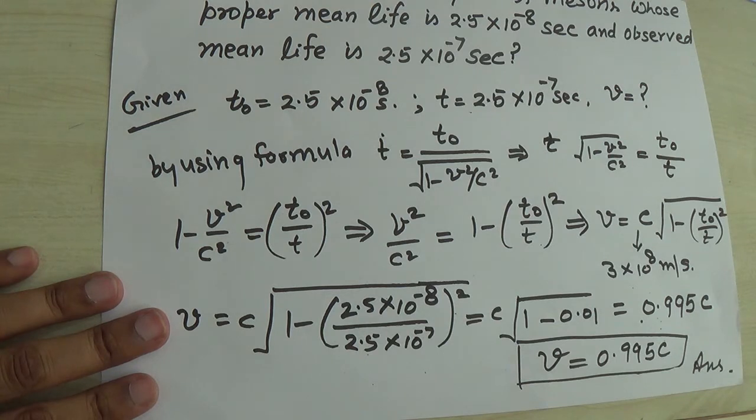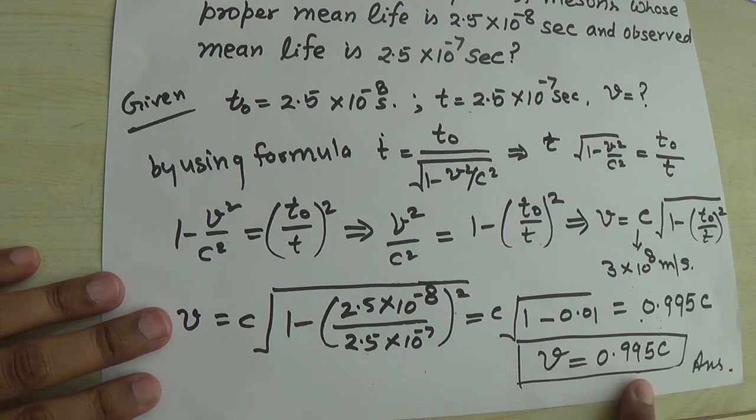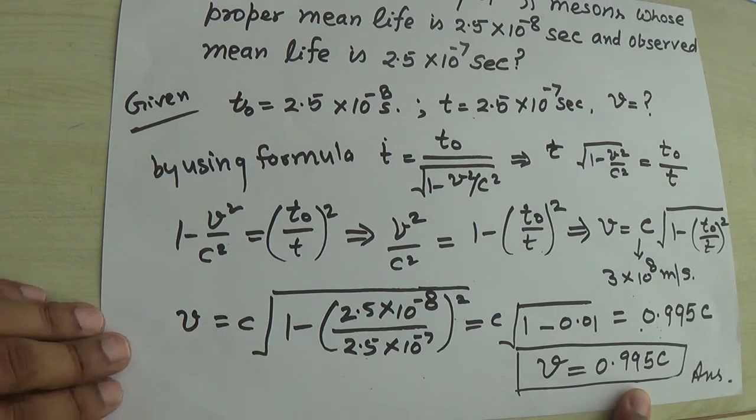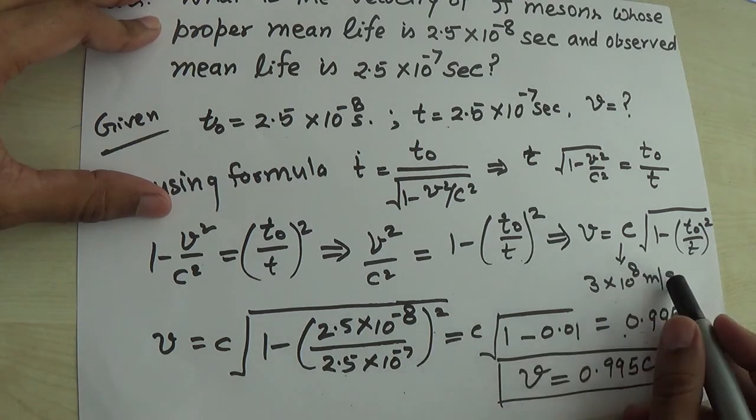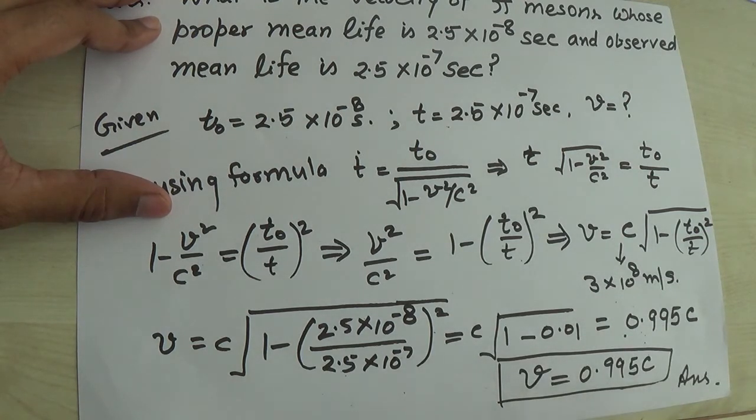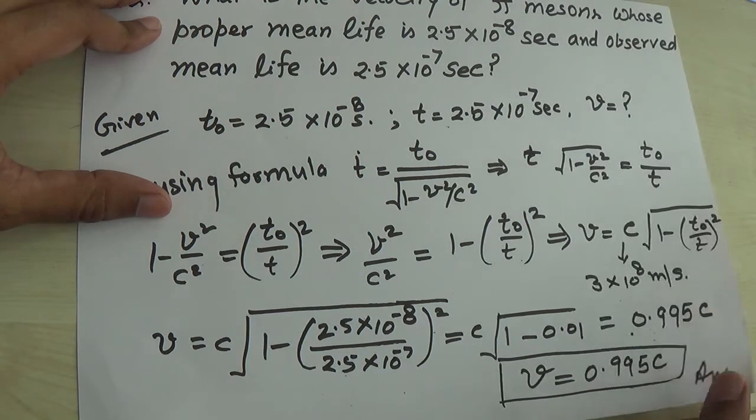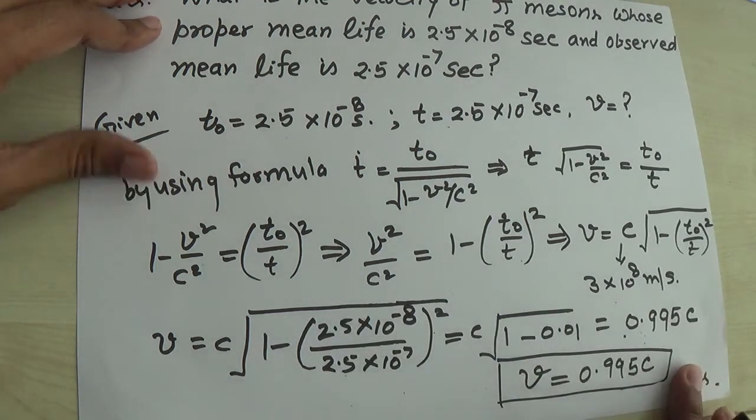When the answer comes greater than c, for an example 1.5 c, 1.2 c or 2 c, 3 c, because you know that nothing can travel faster than the speed of light, so that will remain either equal to or below that. So here v is equal to 0.995 c, so you can assume that the answer is right. So in these problems you have to put the value of c, that is 3 into 10 raised power 8 meter per second, at the last of the numerical problems. Don't try to put the value of c in between the calculation.